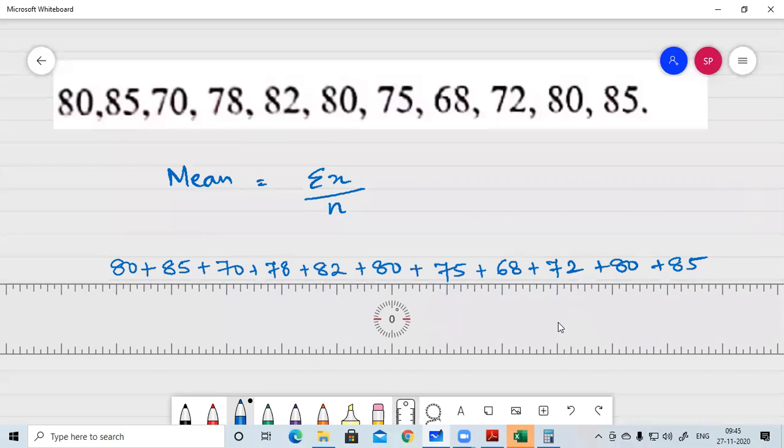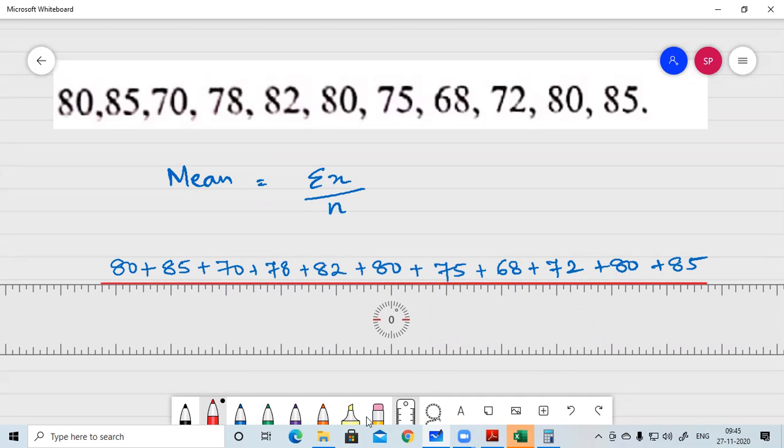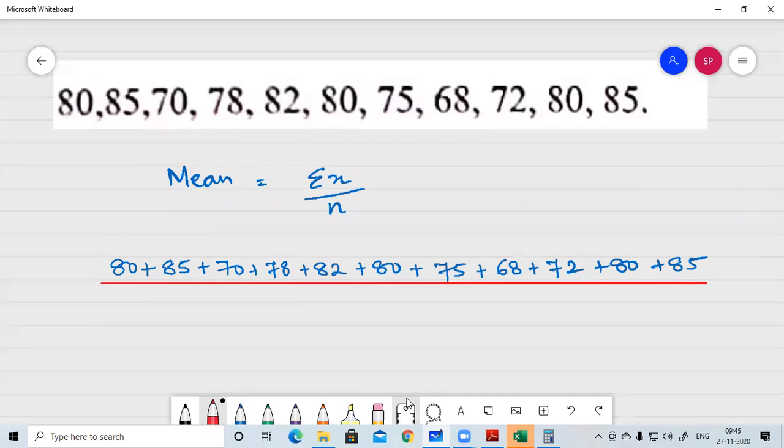This entire thing divided by the number of observations. Why 2, beta? No, no, sir. Number of observations. How many observations do we have here? 1, 2, 3, 4, 5, 6, 7, 8, 9, 10, 11. So you divide this by 11.